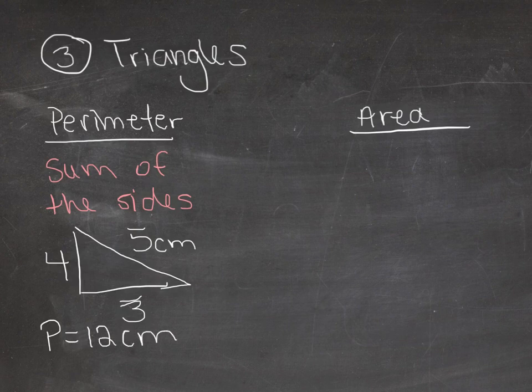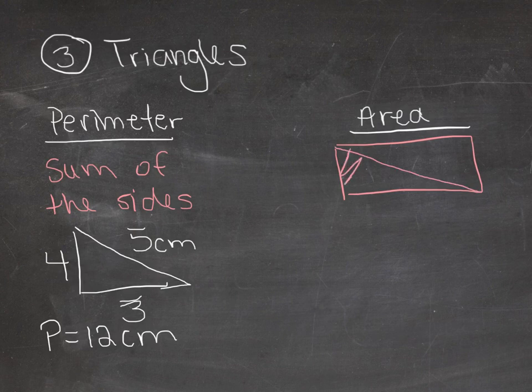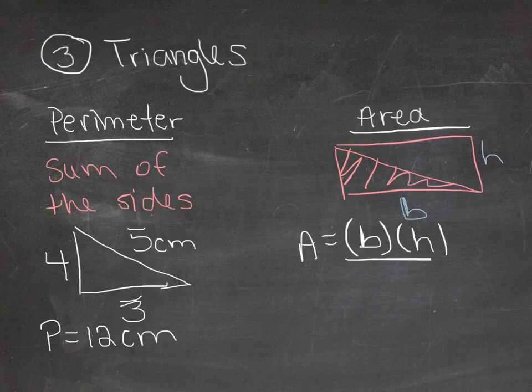And then the area of a triangle, because a triangle is half of a rectangle, right, I can relate it to the area of a rectangle formula. So I know the area of a rectangle is length times width. So I'll just rename these as base and height. Let's say it's that instead. So then the area of a triangle is going to be base times height divided by 2 because it's only taking up half of the rectangle.